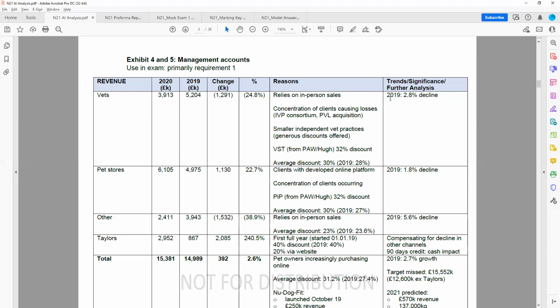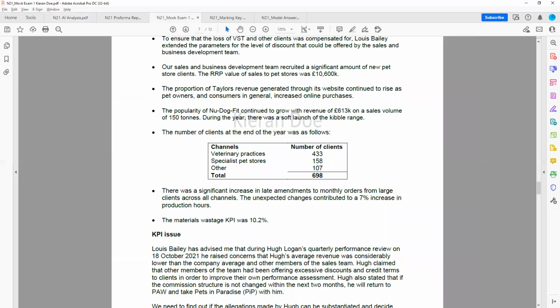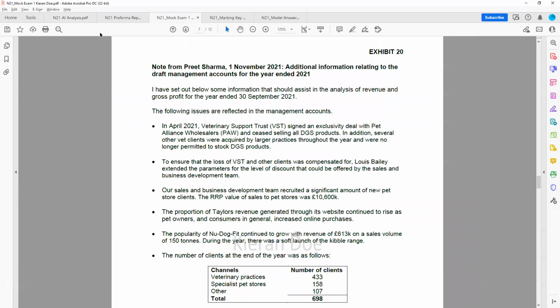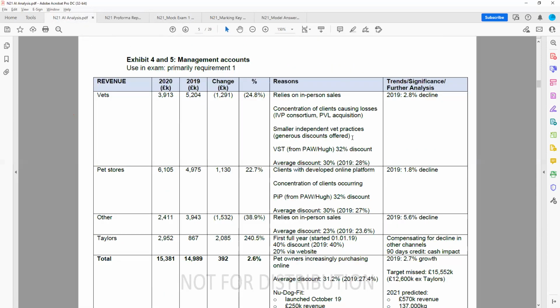If they're a target related to revenue or profit, you should bring them in here. So you want the analysis of the management accounts, but also anything related to those numbers, whether there's reasons why they've gone up or down, or areas of significance, or particular interesting trends. You want to collate it all together so that when you come to exam day and you tackle requirement one, you've got this to hand. And we'll think about the technique for requirement one shortly.